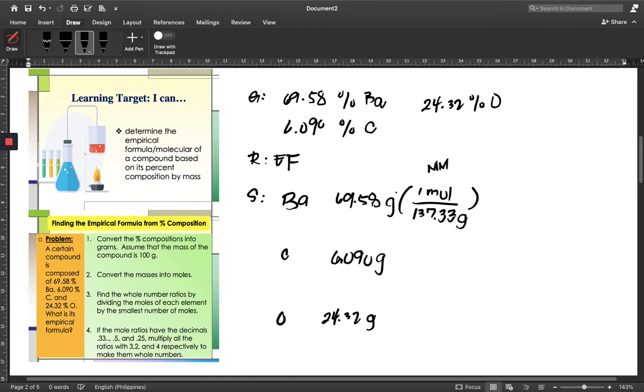Okay, now we can cancel grams here. We can get the number of moles of barium, and I like to round this off to the third decimal place so that it will be a precise measurement. So, 0.507 moles of barium.